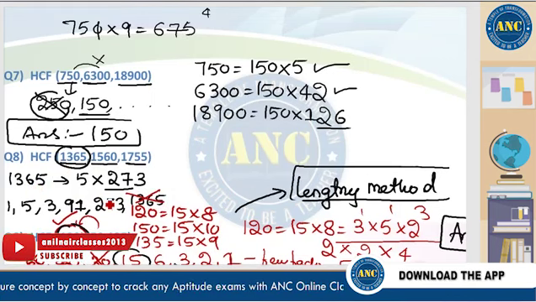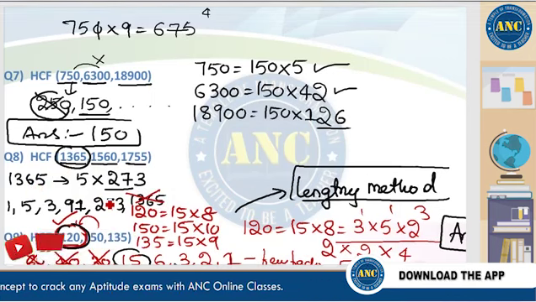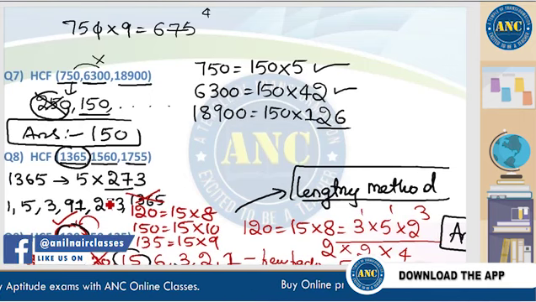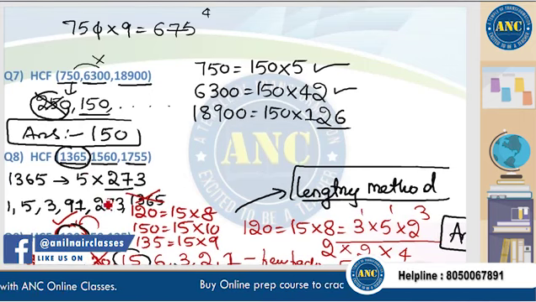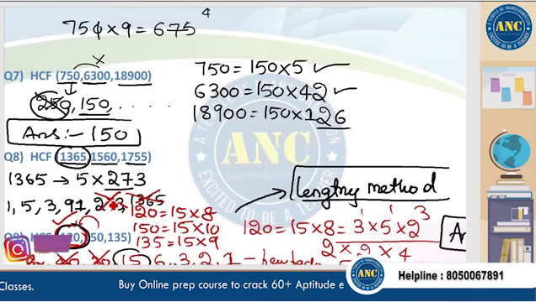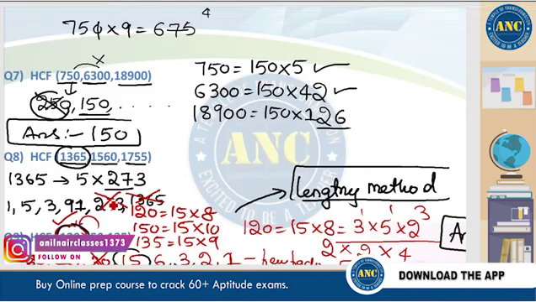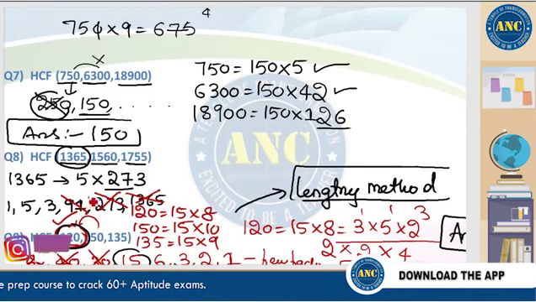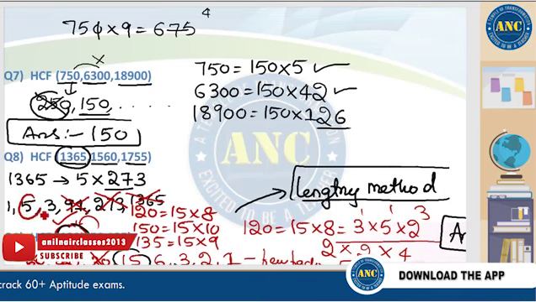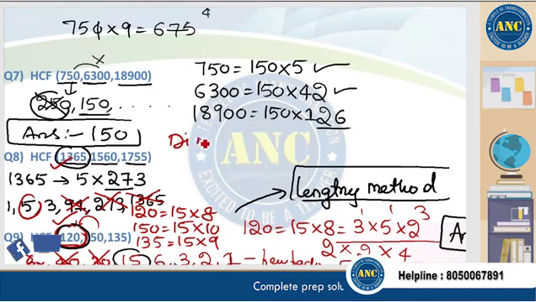Next is 273. 273 will not divide 1560. 273 is out. Similarly, 91 will not divide 1365. What is the divisibility rule of 5?